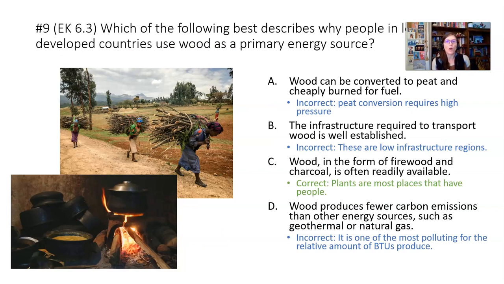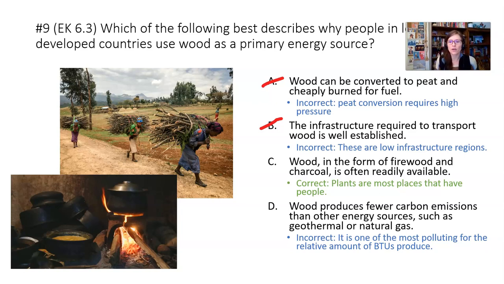Which of the following describes why people in less developed countries use wood as a primary energy source? Can be converted to peat? No, that's hard. No. Lots of pressure and time. Infrastructure for transport. A lot of these places, their feet are their transport. There isn't an infrastructure per se. So that word itself is just a distractor, right?